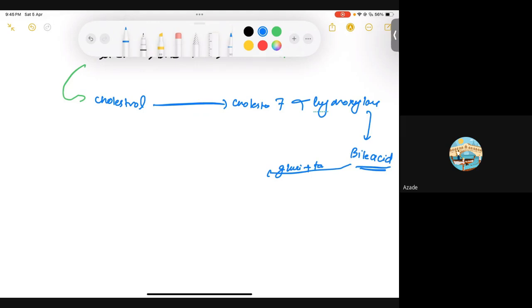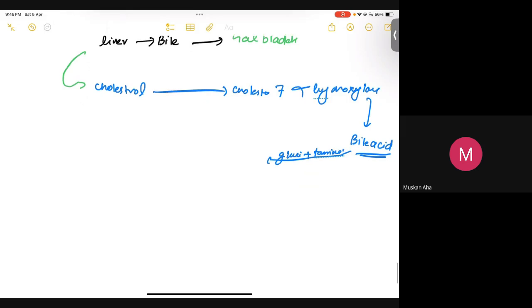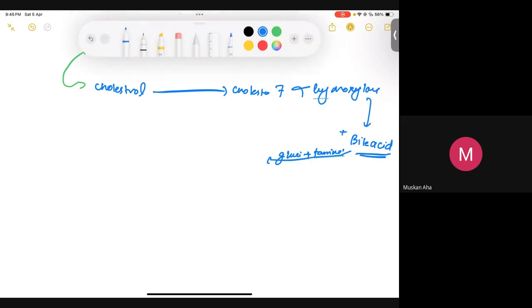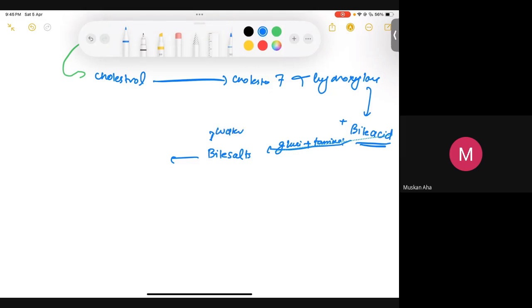plus taurine, right? If you guys remember your chemistry lectures, how do we make salt? Just mix acid with bases, right? We get salt, right? So these acids are going to be mixed with certain bases. What are those bases? Glycine and taurine. Once we mix these acid and base, we are going to have a salt. That is basically bile salt, right? So now the bile salts are water soluble. Is that clear?